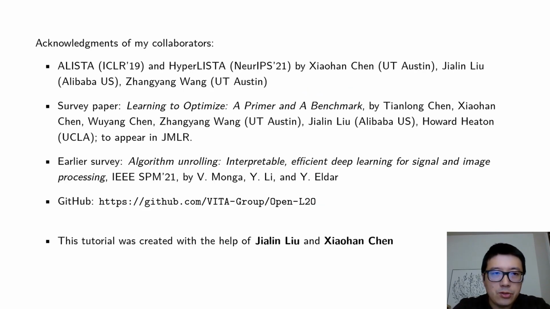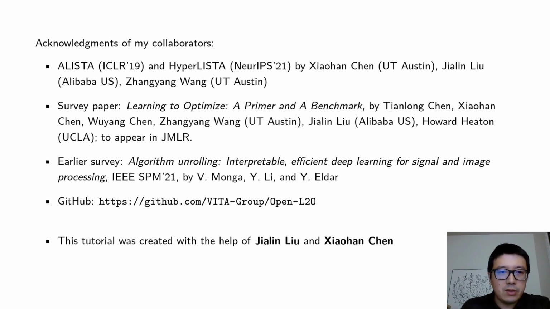Before I start, I want to say that lots of the materials of this tutorial are taken from these two papers, the ALISTA paper published in ICLR'19 and HyperLISTA published in last year's NeurIPS. And these are my co-authors from UT Austin and from Alibaba US. And also there are materials taken from these two survey papers. One of our survey papers, Learning to Optimize: A Primer and a Benchmark, has been accepted to appear in the Journal of Machine Learning Research.